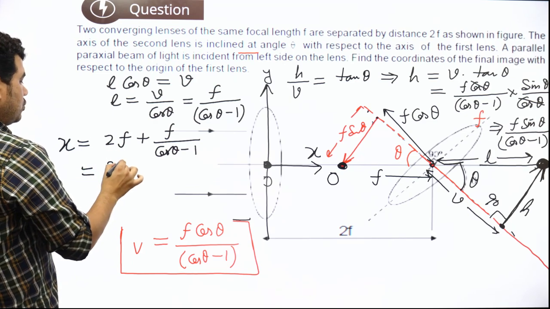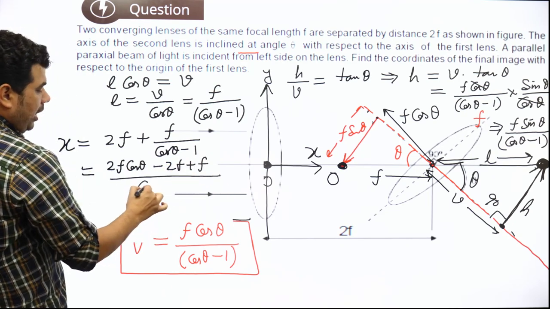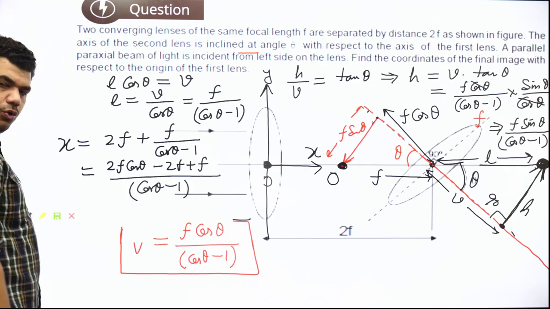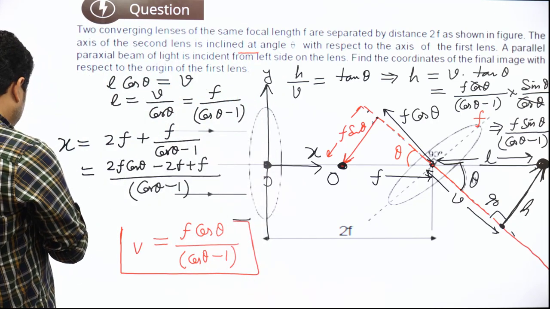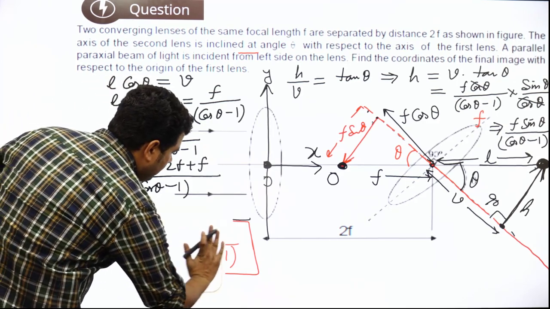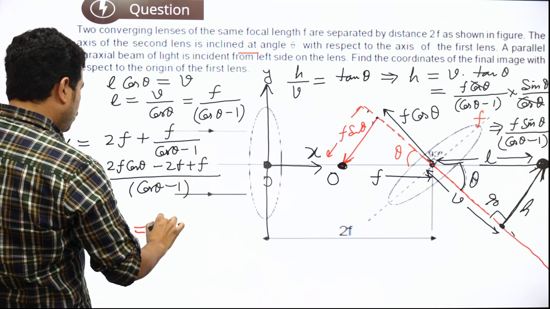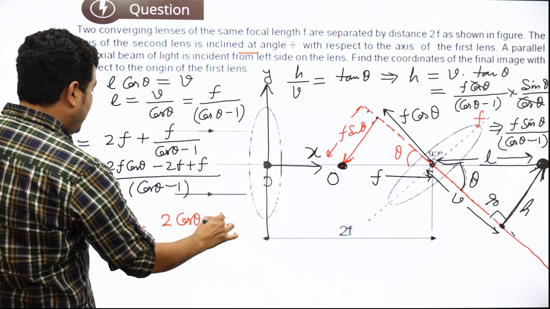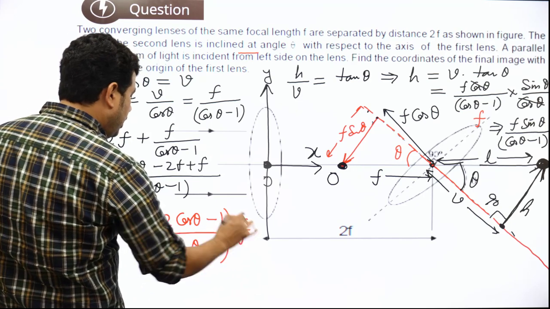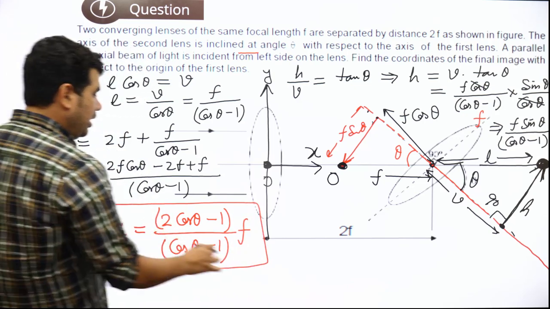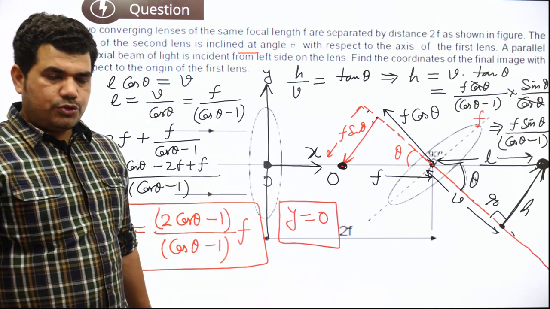Now if you solve it, you get 2f cos theta minus 2f plus f divided by cos theta minus 1. So what is the final calculation? The x coordinate, my dear students, is (2 cos theta minus 1) divided by (cos theta minus 1), into f. This is the x coordinate finally, and the y coordinate is 0. So this is your final answer. Got it? Any doubt till now?